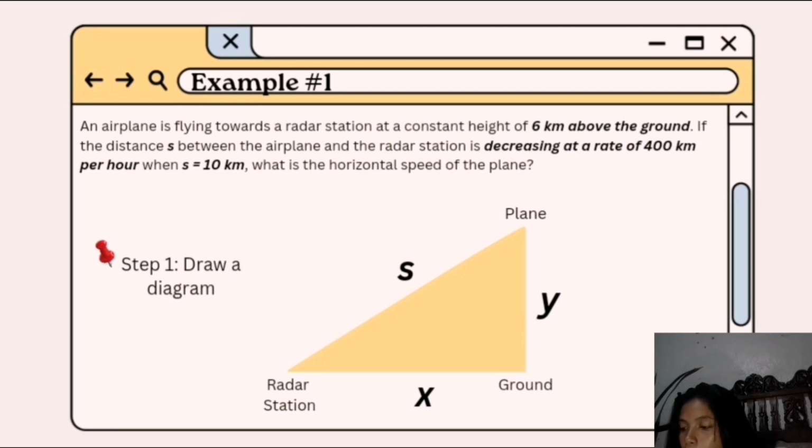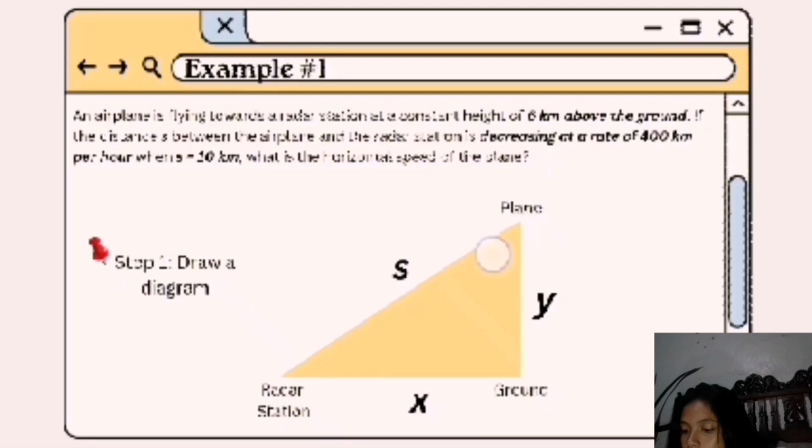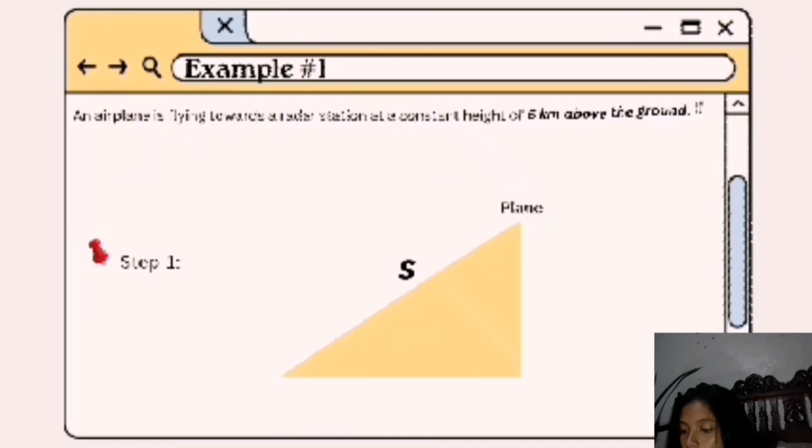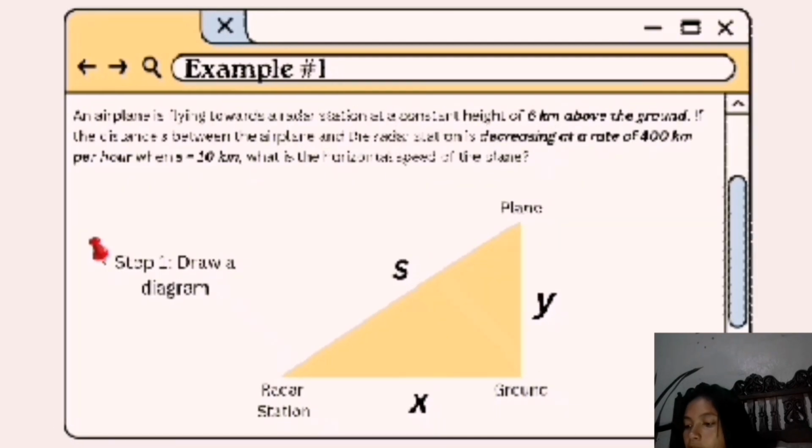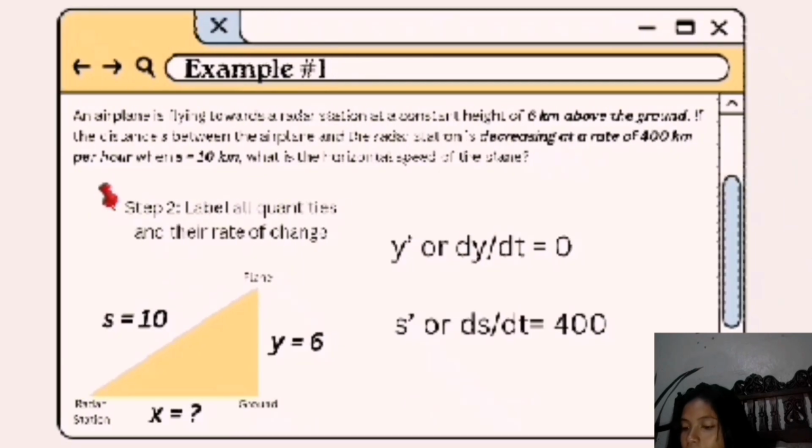To draw a diagram, kailangan natin bumalik sa questions para malaman natin kung ano yung mga elements na ilalagay natin sa diagram. So yung una, an airplane is flying towards a radar station. So we have our radar station here. Then, it says that at a constant height of 6 kilometers above the ground, and we have the ground here. So we have the plane, the radar station, and ground in our graph, in our diagram.